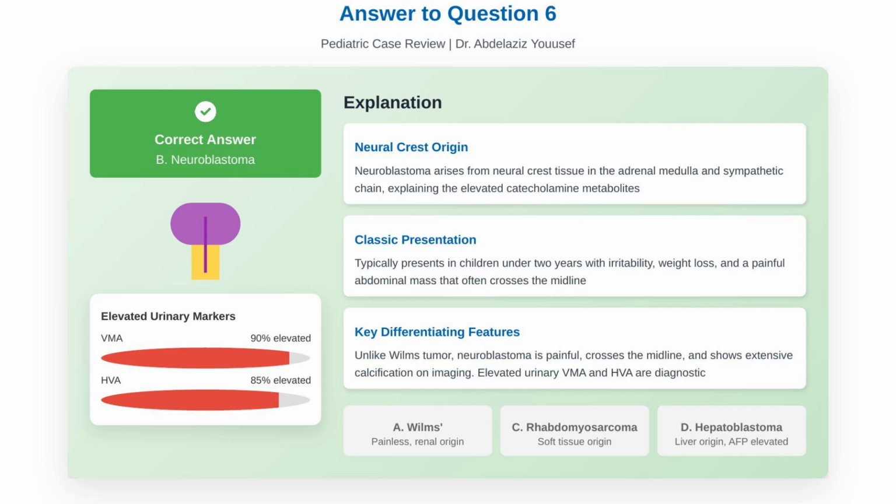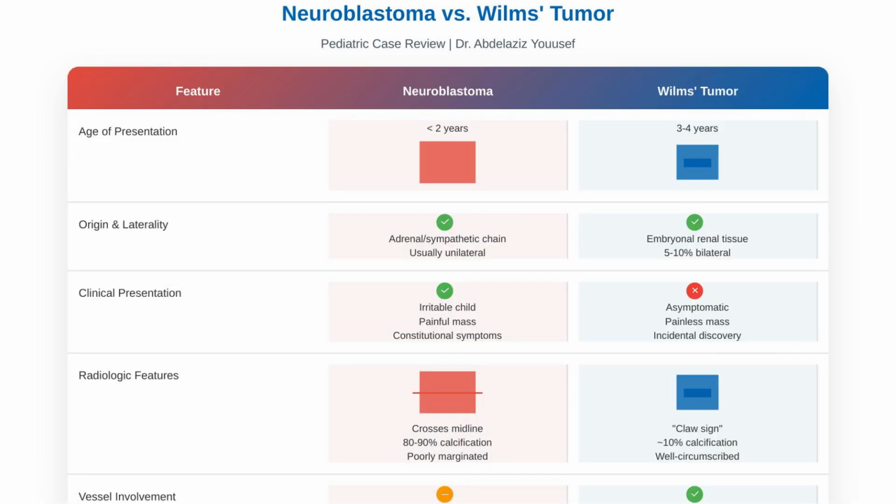Rhabdomyosarcoma originates from soft tissue and would not show elevated catecholamines, while hepatoblastoma arises from the liver and typically shows elevated alpha-fetoprotein, not catecholamines. This comprehensive comparison highlights the key differences between neuroblastoma and Wilms tumor.